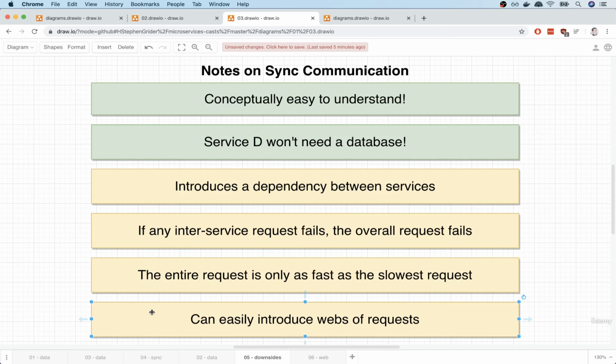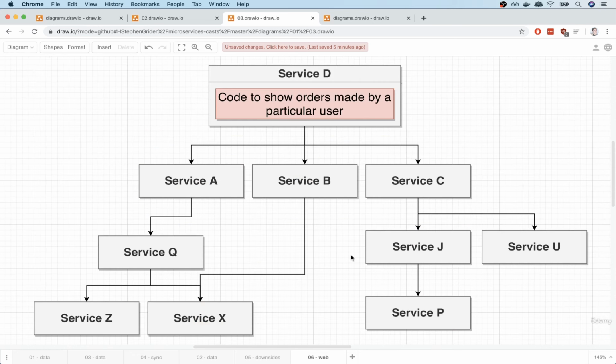And then finally, this one's a little bit harder to understand, but this can introduce a web of dependencies that starts to really spiral out of control. So the key thing to keep in mind around microservices, different diagram right here really quickly, is that we don't necessarily know what some other service is doing internally. So if you and I are trying to develop service D, we might know that we need to make a request to A, B, and C, but we might not know what those things are doing internally.